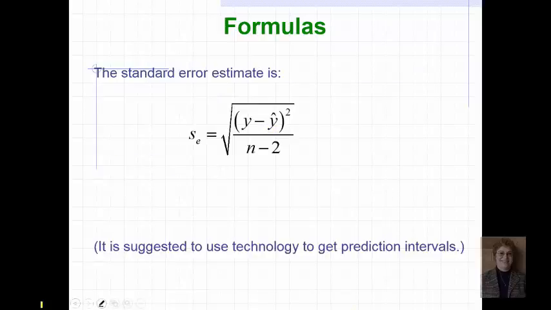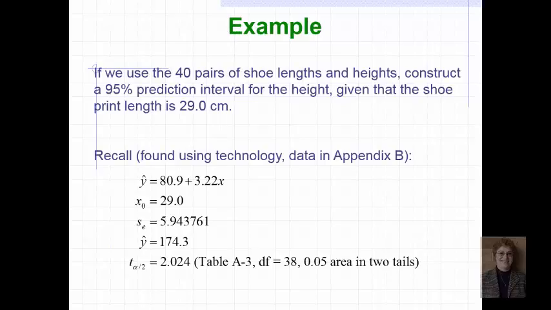And again, we are going to use technology, so remember that technology is our friend. Knowing that our standard error of estimate comes from our residuals, which is the difference between the actual y value and our predicted y value, is important, but we're not going to do those calculations.